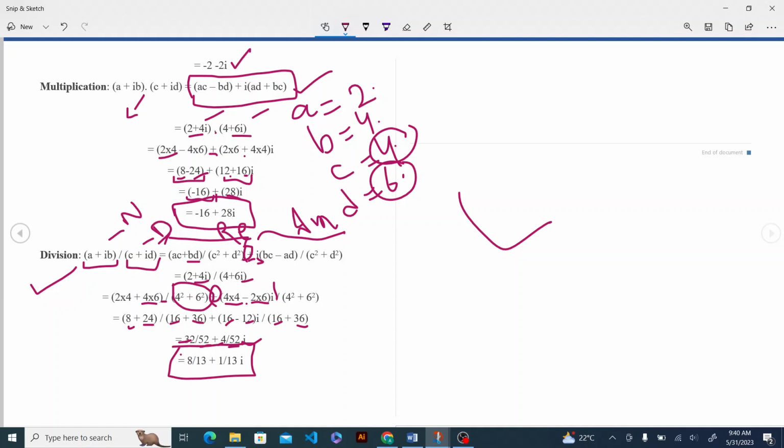This is the quotient, or this is the answer for the division of two complex numbers. 8 upon 13 plus 1 upon 13 iota. This is the real part, and this is the imaginary part. Obviously, when we are performing operations on complex numbers, complex numbers will be produced in the result. Okay, so this was today's lecture, in which we have seen the algebraic operations on complex numbers.